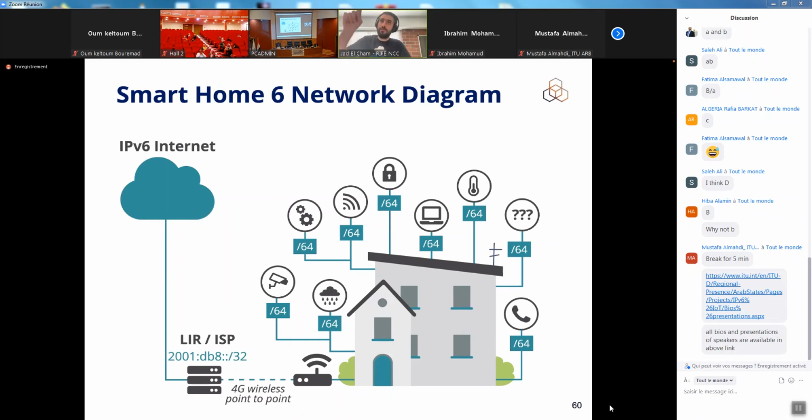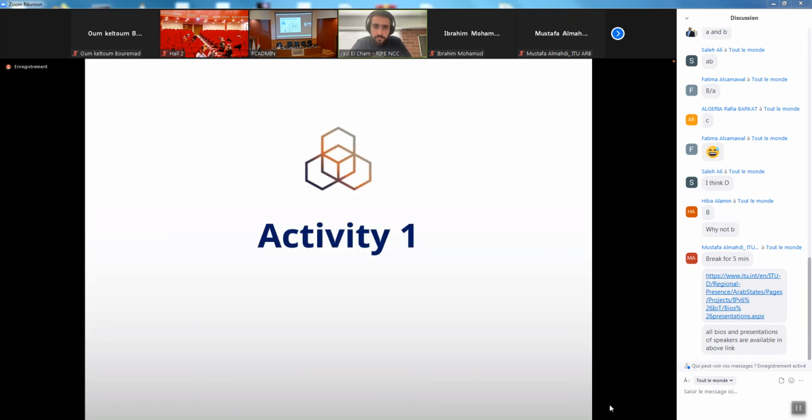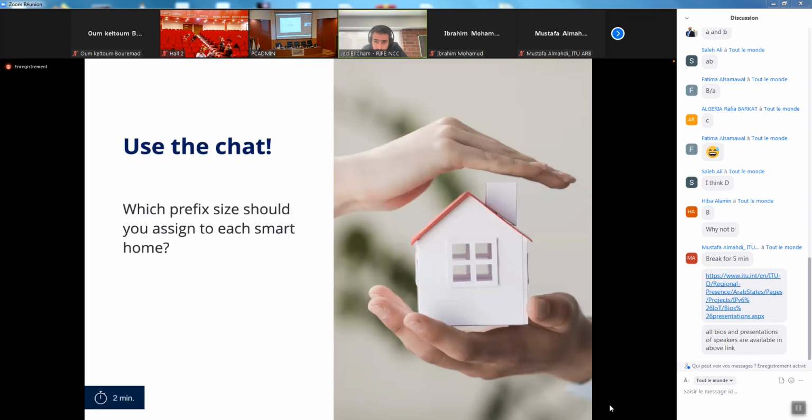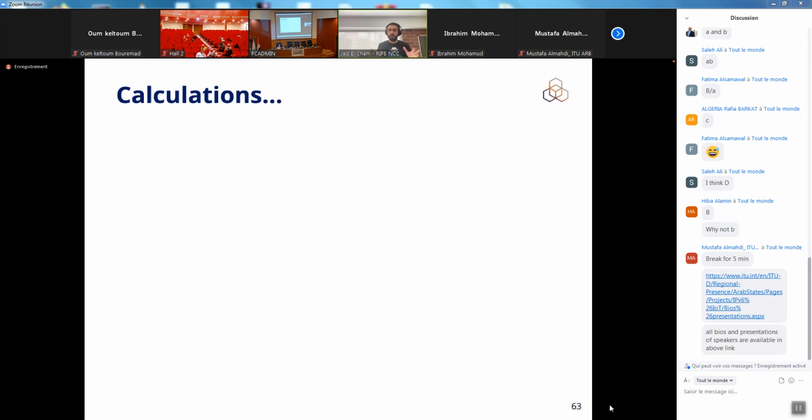Currently we have 1, 2, 3, 4, 5, 6, 7, 8, 9 different services that you can subscribe or unsubscribe from using this gateway. Now the first activity, all right, using the chat box, which prefix size should you assign to each smart home? All right. So the first activity, we need to determine how big of an IPv6 space each house will have. For the sake of time, I'll do the calculations with you. Let's get our hands dirty.